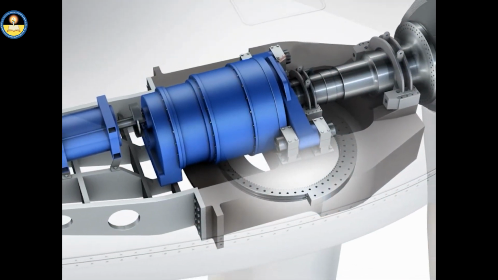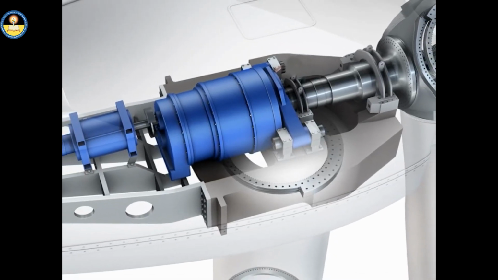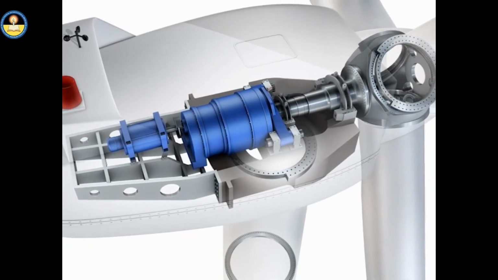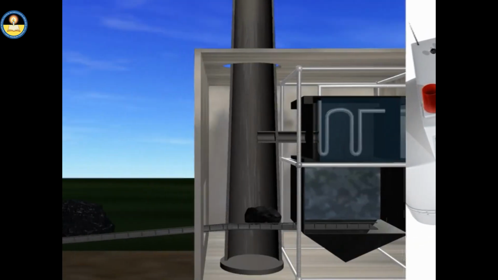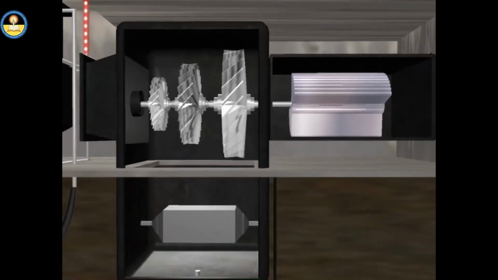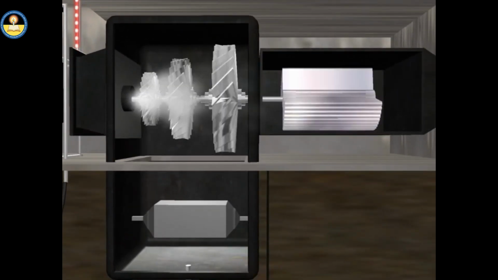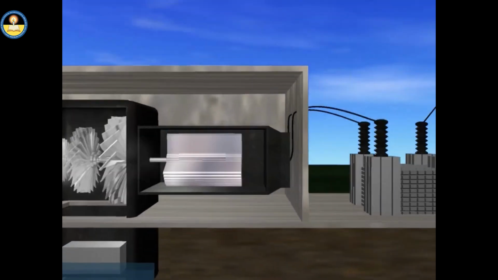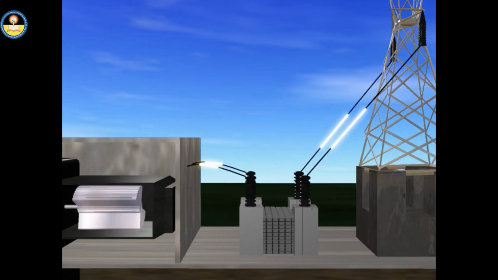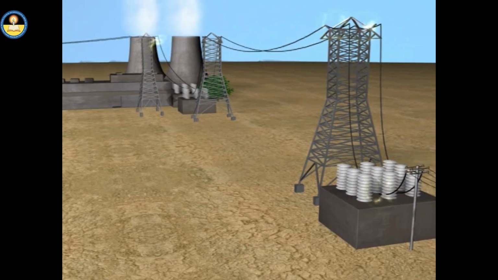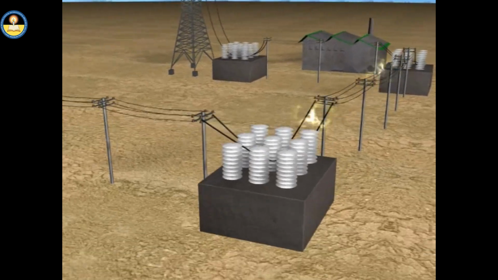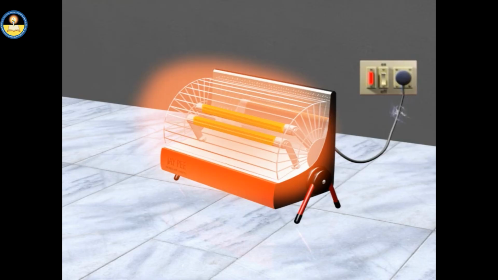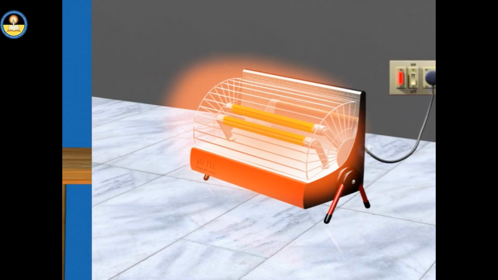Windmills or wind turbines are connected to generators that convert mechanical energy of the wind to electrical energy. In a thermal power plant, coal is burned to produce heat energy, which drives the electrical generator. In this way, heat energy is converted into electrical energy. This electrical energy can further be converted into heat energy or light energy.